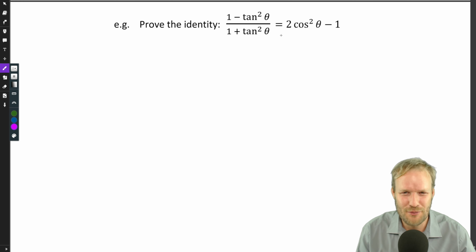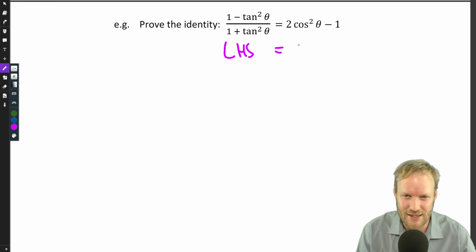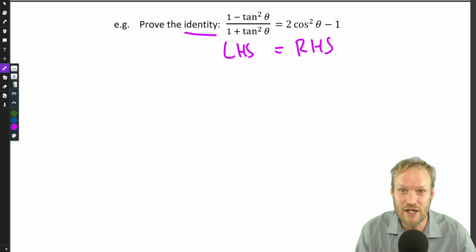So, we're asked to prove an identity. We're asked to show that this left-hand side is equal to this right-hand side. And just a quick thing on proving identities. This isn't an equation that we're trying to solve. So we're not going to go, oh, well, let's find an LCD for the whole equation, or let's multiply both sides by 3 or something like that.